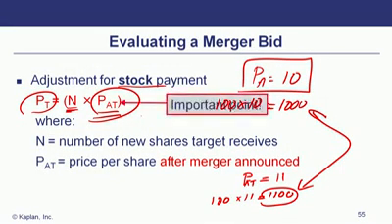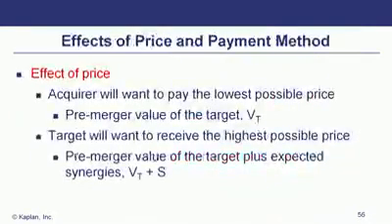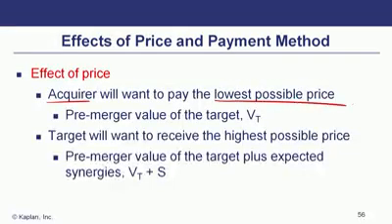All right, and there's my note that that's an important point. So anyway, what about the effect of price and payment method? Well, what does the acquirer want? The acquirer wants to pay the lowest possible price. It's just like when you go to buy a car, you want to pay as little for it as possible, right? So maybe the floor value would be the value of the target firm before I even started talking about buying it, right? So that would be just a minority price.